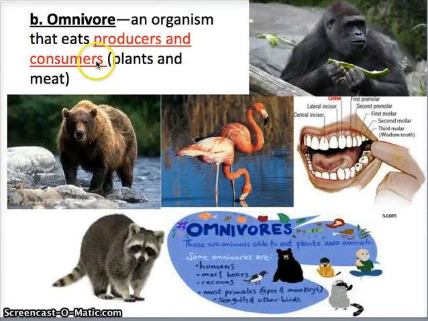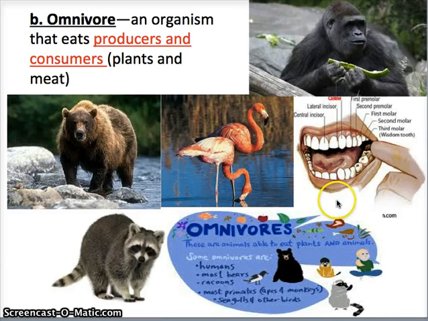And then we have another type of consumer called the omnivore. Omnivores eat both producers and consumers. These are examples of omnivores. Bears are omnivores because they eat fish and also plant products like berries. Raccoons, birds are omnivores, gorillas, and actually we are omnivores too.